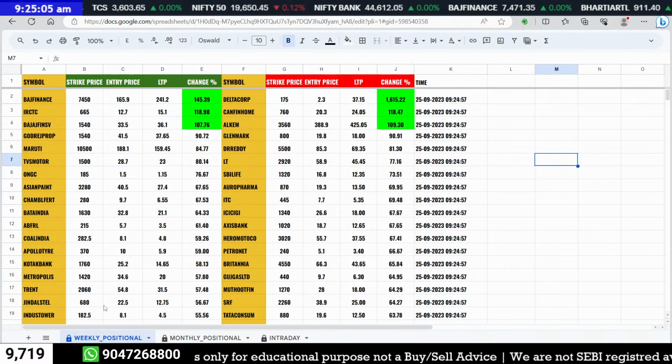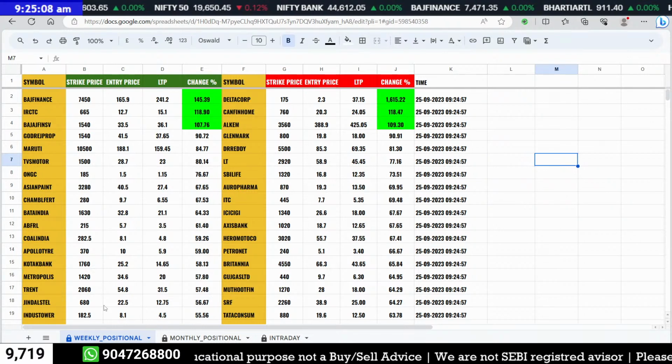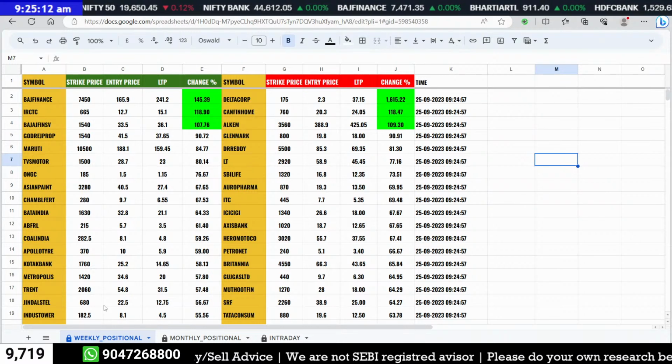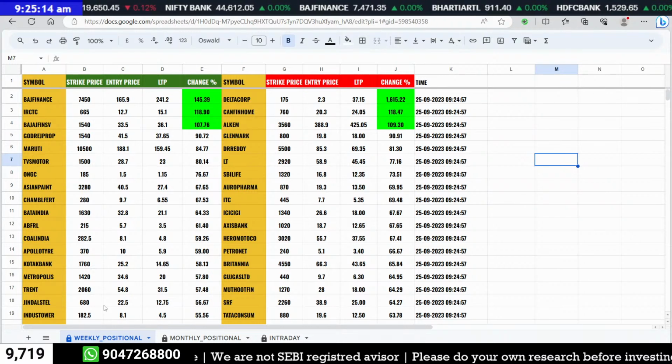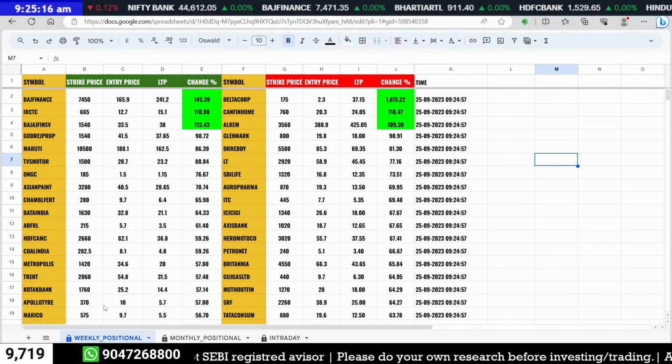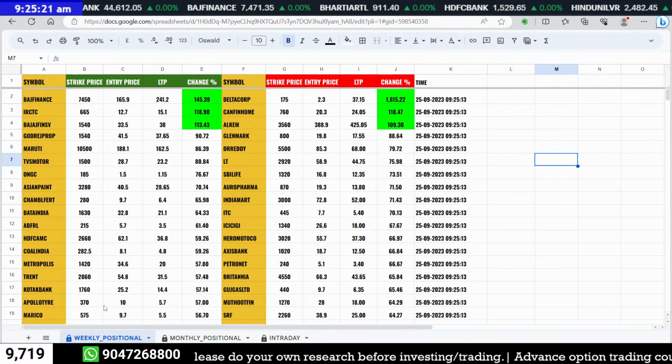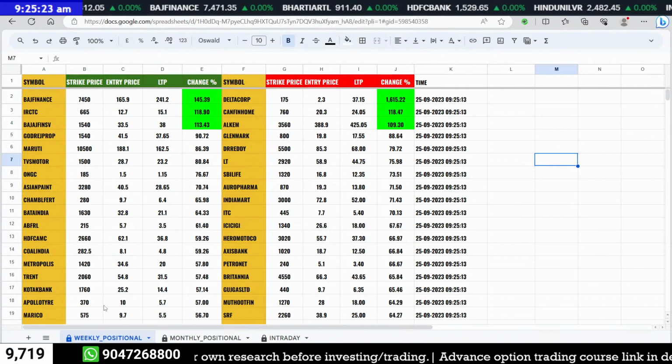And Canfin Home, that is also on the put side with triggers before 9:30. Maruti on a weekly basis is about to, 188, 10,500.